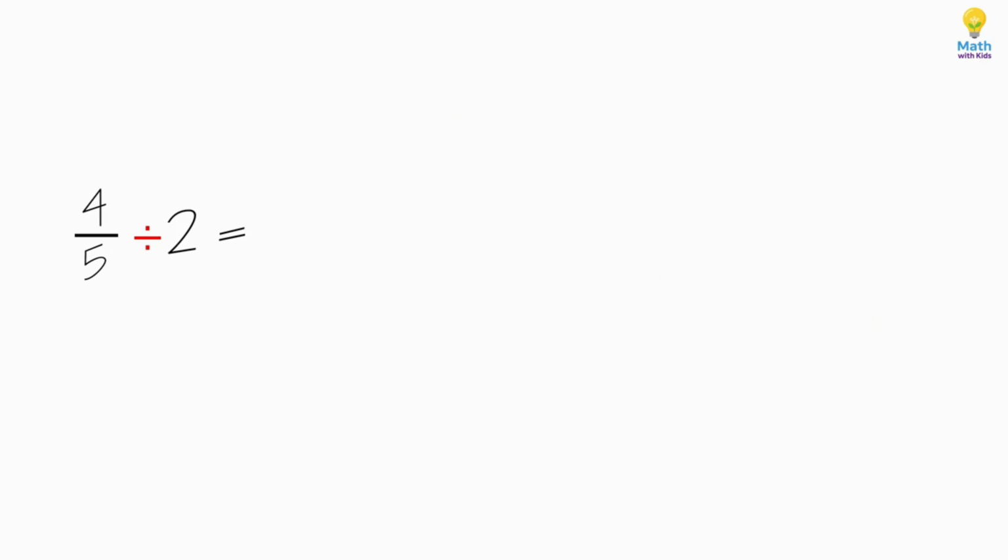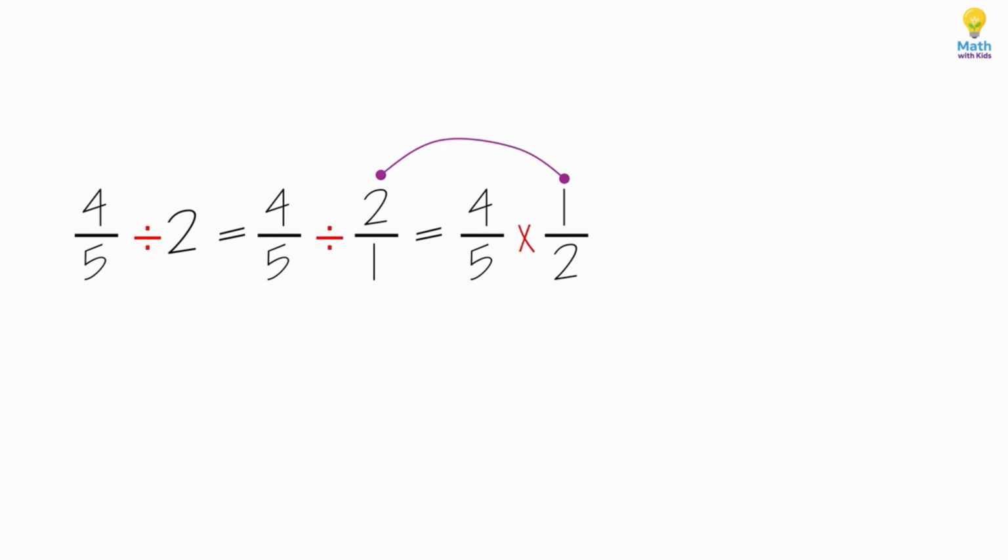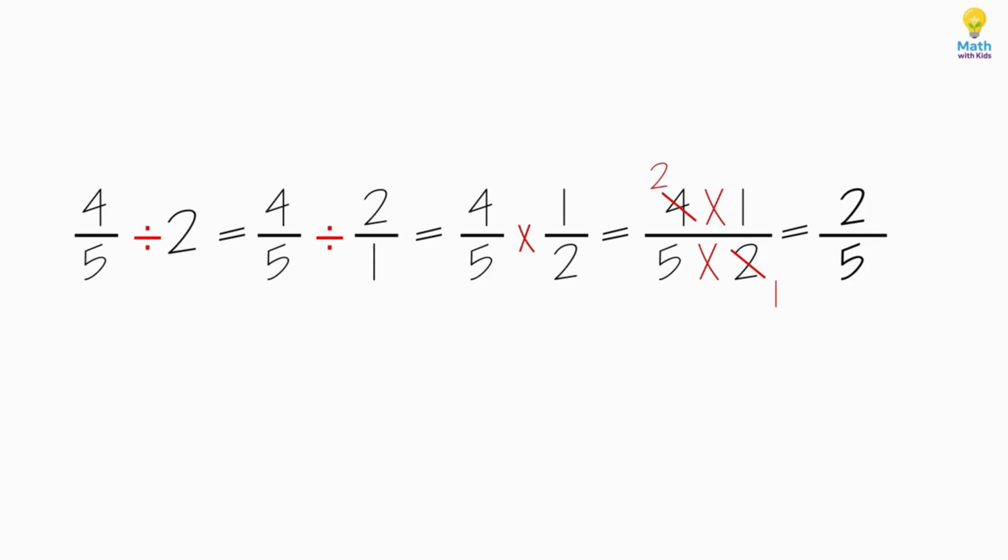Practice time. Let's try this one. 4/5 divided by 2. First, rewrite 2 as a fraction 2 over 1. Now, apply the rule. Keep. Change division to multiplication. Flip 2 over 1 to 1 over 2. Now multiply. Bottom, 5 times 2. Top, 4 times 1. Simplify. We get 2/5.